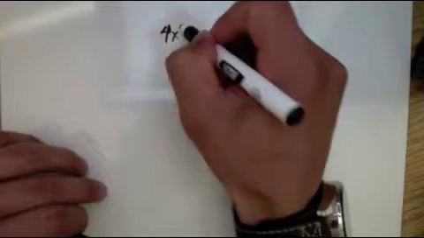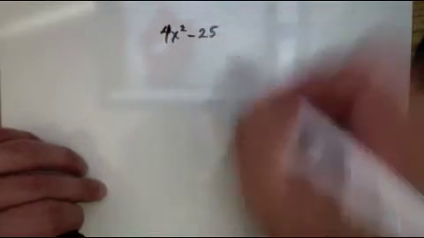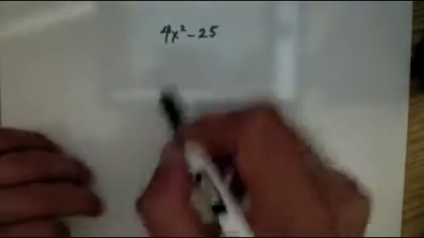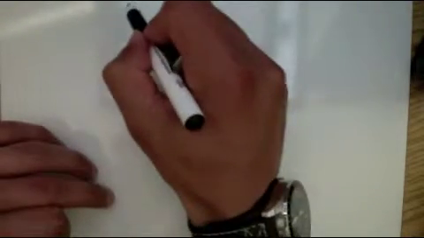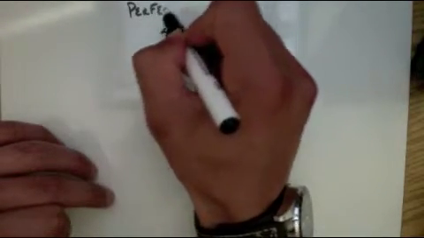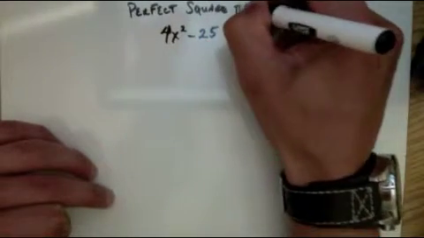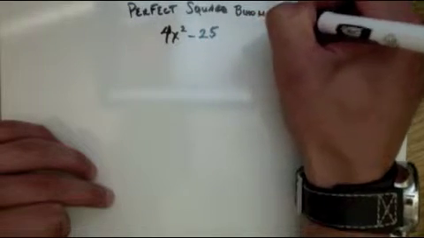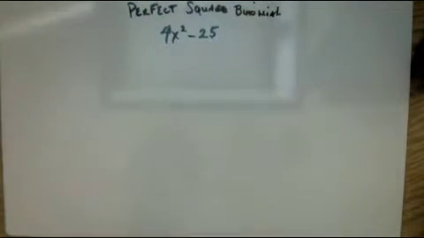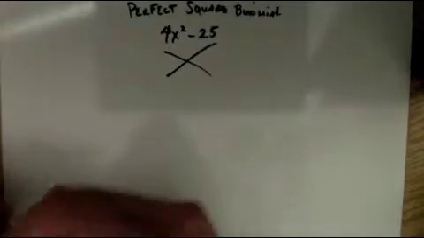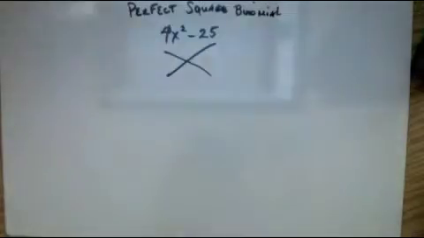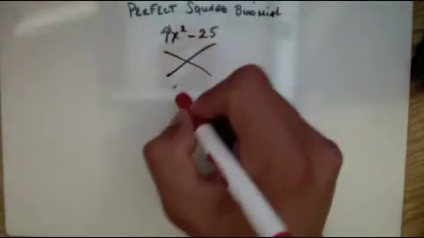Let me go ahead and do one last one because students get confused with these. It's 4x squared minus 25. This, we call a perfect square binomial. And you notice there is no middle term. So students get confused and say, well, what do I do? Well, you do the exact same thing. The only thing is you notice that the middle term has to combine to give you a 0.